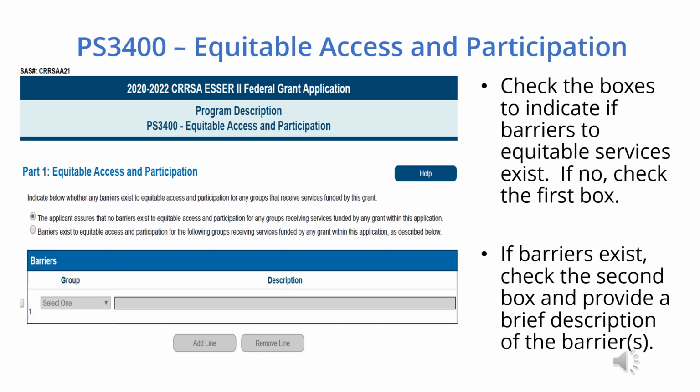PS 3400, Equitable Access and Participation. You will use this schedule to indicate whether or not any barriers exist to equitable access and participation in your grant program for any of the groups that receive services funded through the grant. If there are no barriers, you will select the first radio button to indicate that there are no barriers. If there are barriers, you will select the second radio button and indicate the group that may potentially experience the barriers by selecting them from the drop-down menu, whether it be students or teachers.